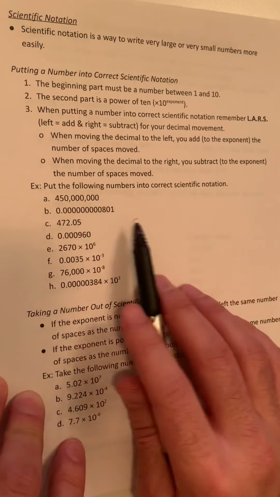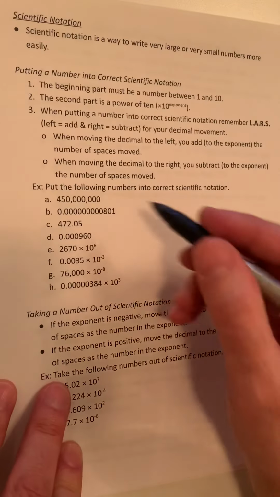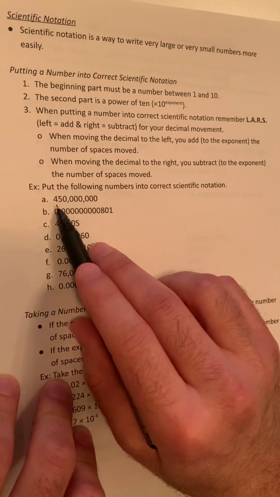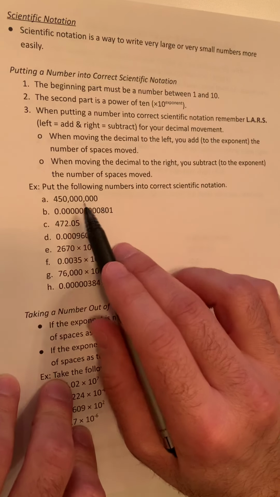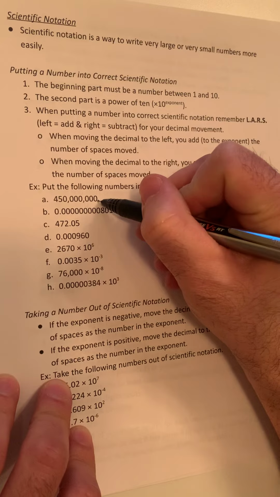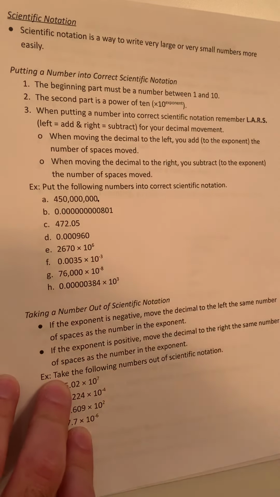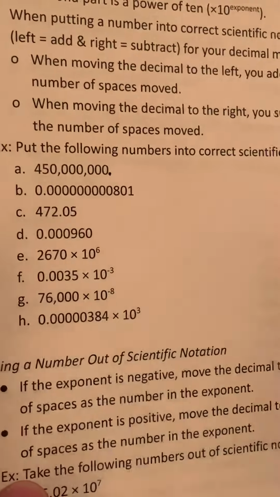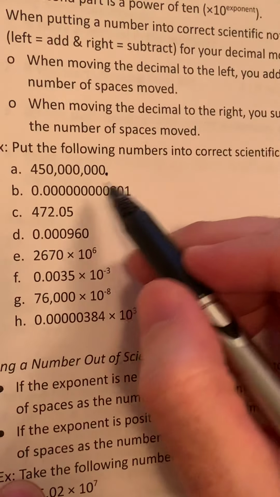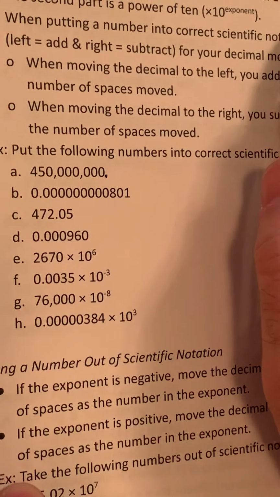So let's do some practice just to go through this. If you have a number of 450 million, there is no decimal. If there's no decimal showing, that means it's a whole number and the decimal is at the end. Okay, so let me zoom in over here. So my decimal's there. Now, I need to turn this into a number, the first part between 1 and 10.